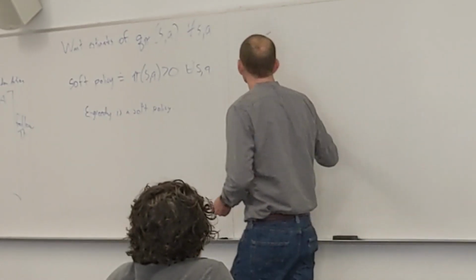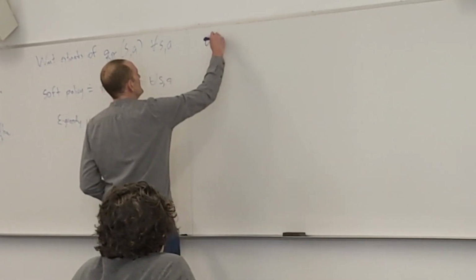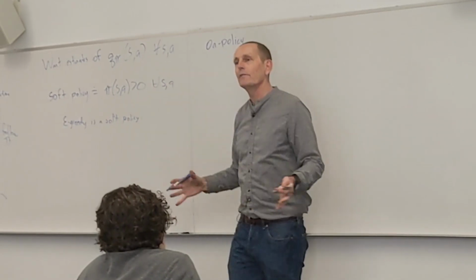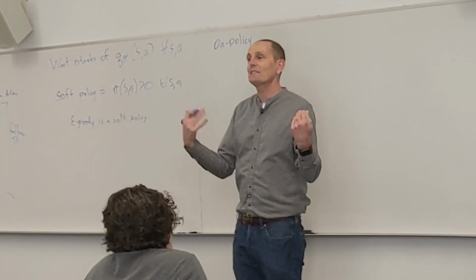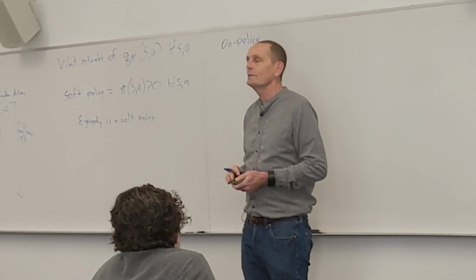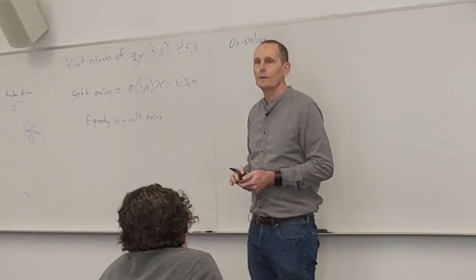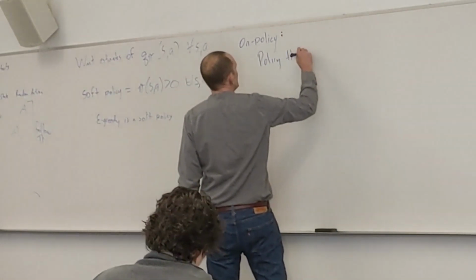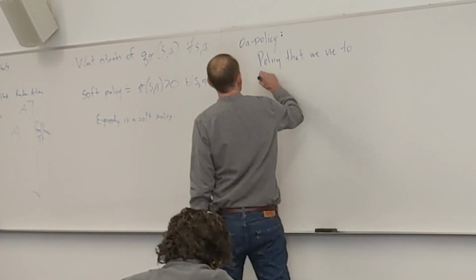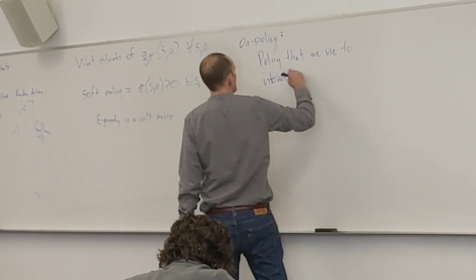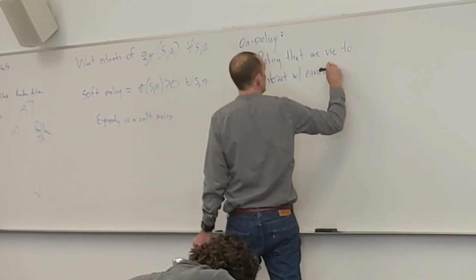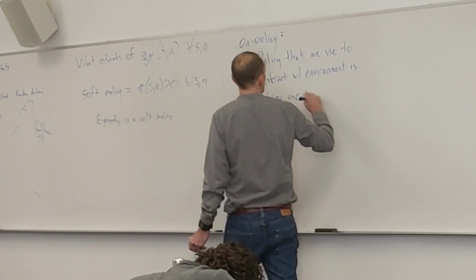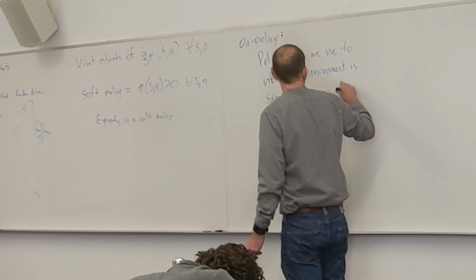So we are going to look right now at this epsilon greedy, and this is what's called on-policy learning. Basically, we're following a policy to explore our environment, and that's the policy we're interested in evaluating and improving. So the policy that we use to interact with the environment is the same one we are evaluating and optimizing.